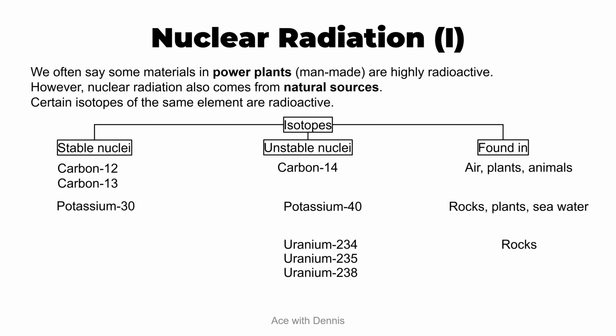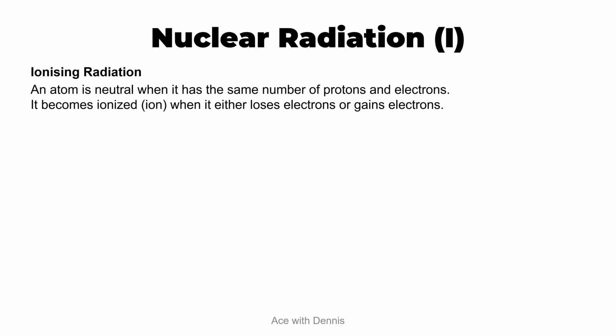Now let's discuss ionizing radiation. An atom is neutral when it has the same number of protons and electrons. It becomes ionized, or an ion, when it either loses electrons or gains electrons. For example, this is a model of hydrogen-2. When it loses one electron, it becomes positively charged. We can write it as H+.